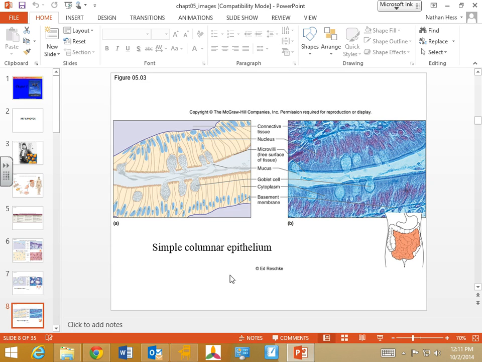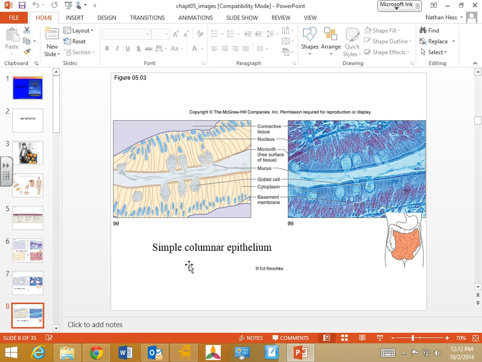Simple columnar, simple meaning again, one layer. Columnar meaning columns, rectangular, right? You can see their nuclei are nice and lined up, nice and pretty. You have these big circular blob-looking things that are called the goblet cells. It kind of looks like a goblet right here, doesn't it? Like here's the top where the drink is, and here's the stand. If you squint your eyes a little, maybe not. Turn your head and wink. No, doesn't work. So goblet cells, and the goblet cells produce what, friends?